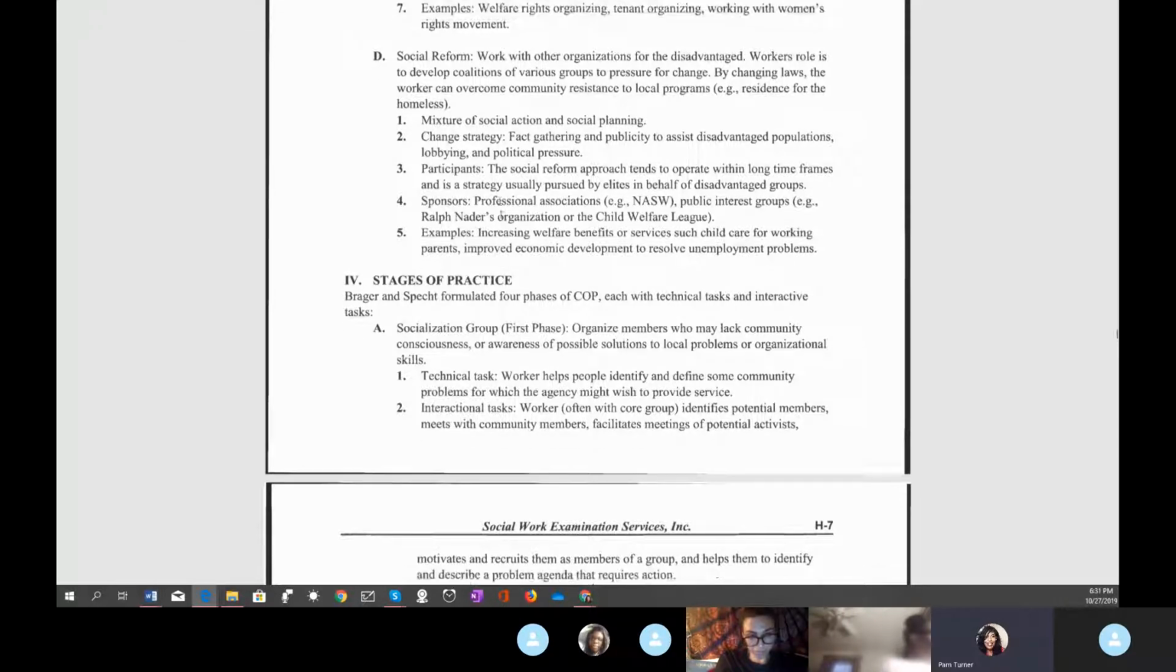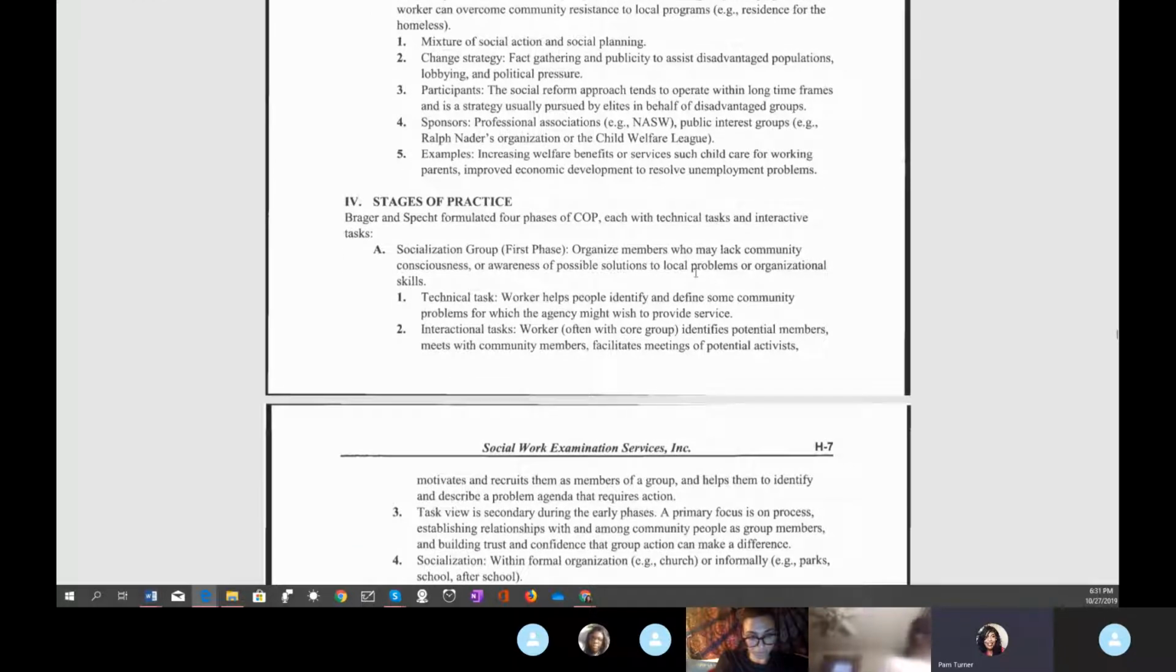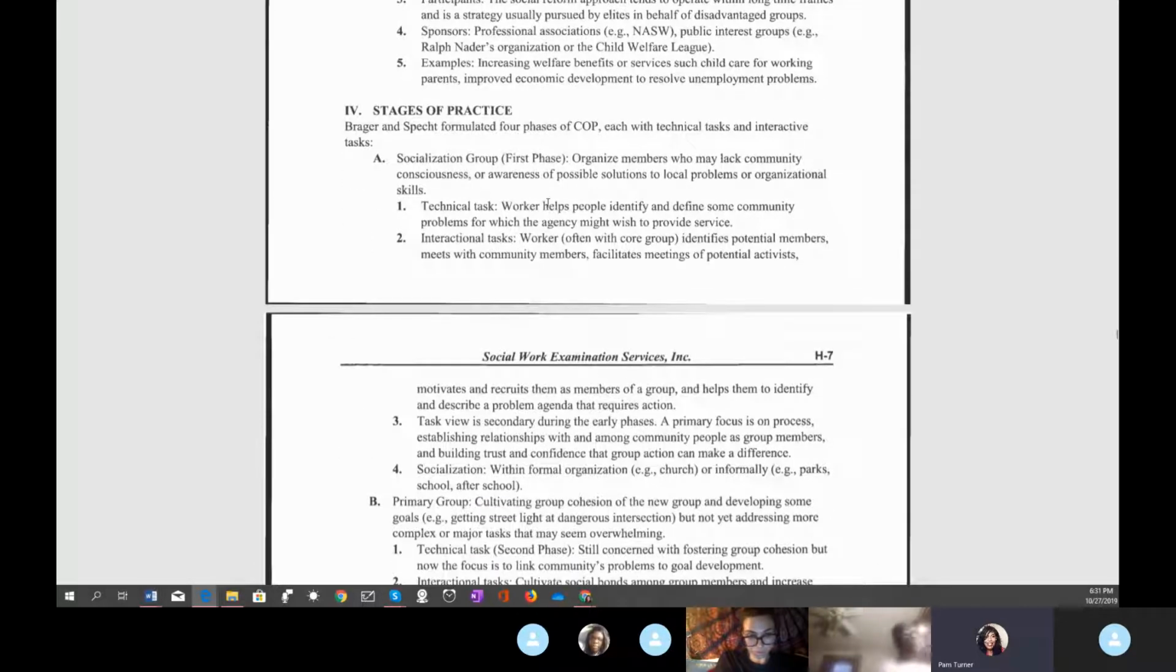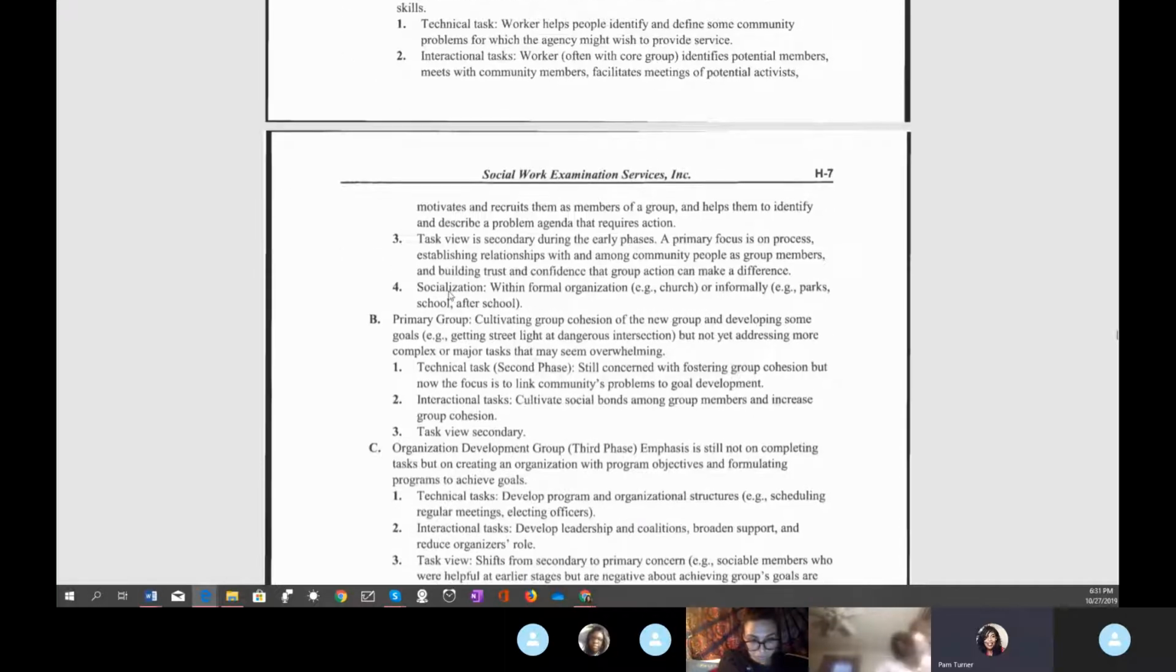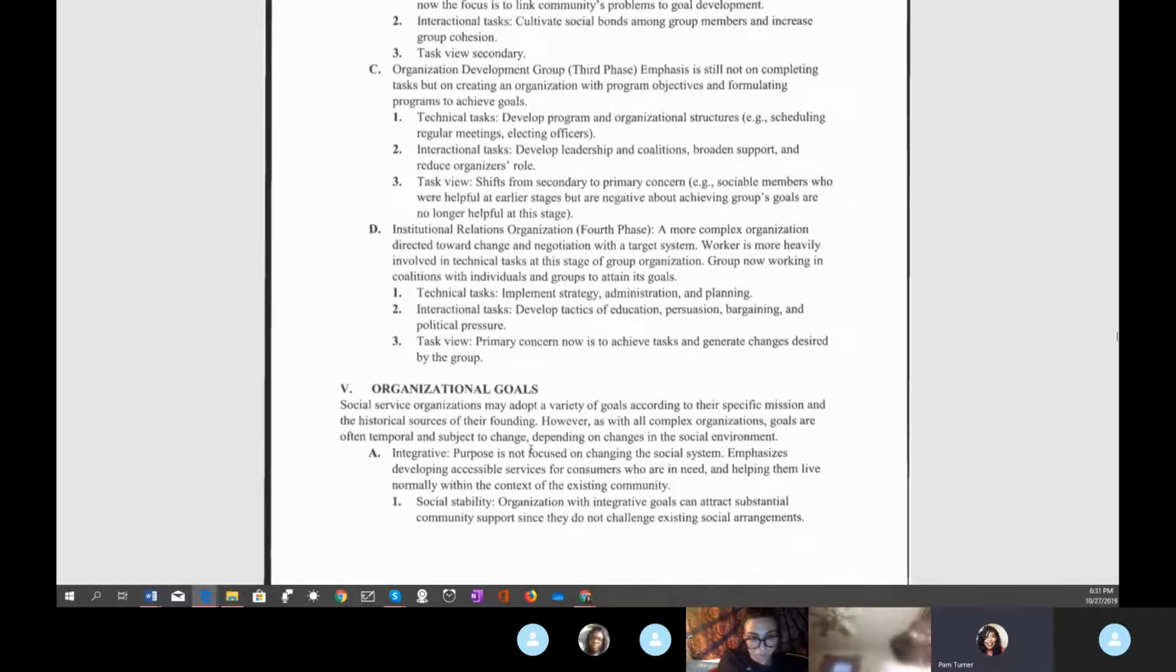Okay. So then the stages, your first phase is to organize members who may lack community consciousness. They're not aware of what's going on. Then your worker might identify and work with some community problems. The task, who gets what. The secondary task view is secondary during the early phases. The primary focus is on the process, socialization, who's involved, etc. Okay.